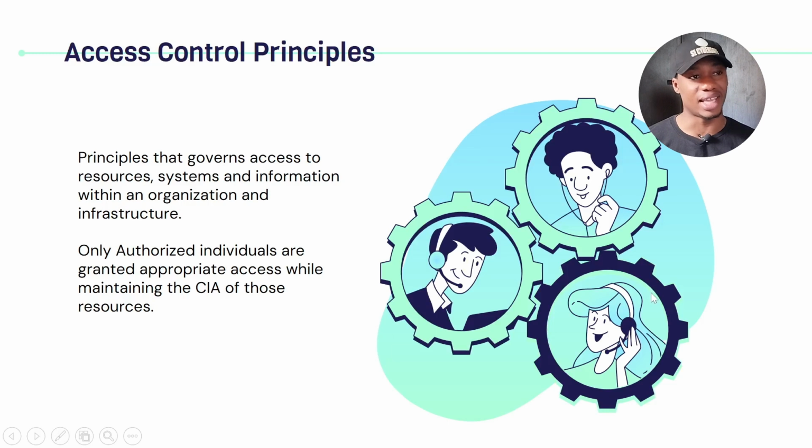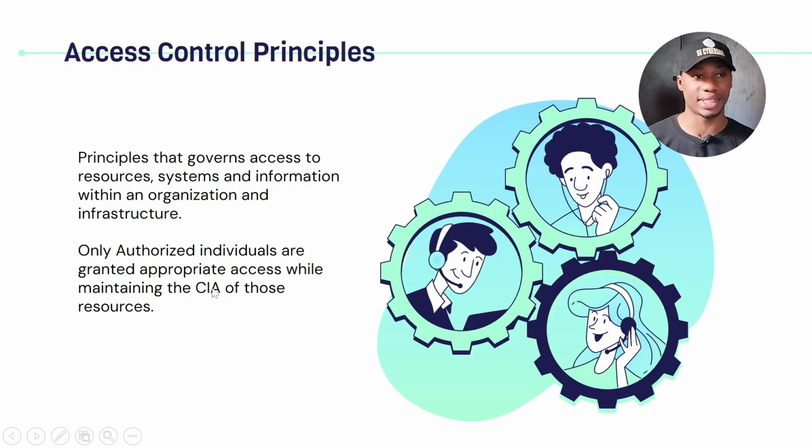In terms of detecting, defending, and mitigating cyber attacks, we need to look at access control principles. So what does this mean? These are principles that govern access to resources, systems, and information within an organization and infrastructure. So only authorized individuals are granted appropriate access while maintaining the CIA of those resources.